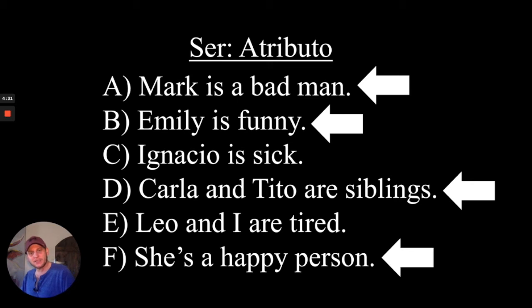Letter D, Carla and Tito are siblings. Well, this relationship is very much part of their identity. It's an attribute of who they are, so we're going to use ser here.